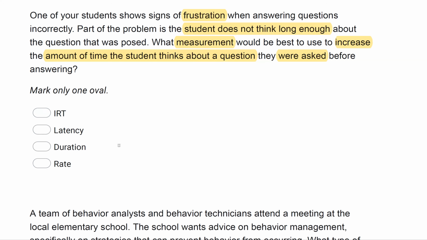And then, of course, rate is frequency in time. We don't have a frequency, so we're not going to use rate. What we're using is going to be latency, time in between the SD and the response. The SD being the question posed, the response being the student's answer. And we want to increase that amount of time in between the SD and the response.